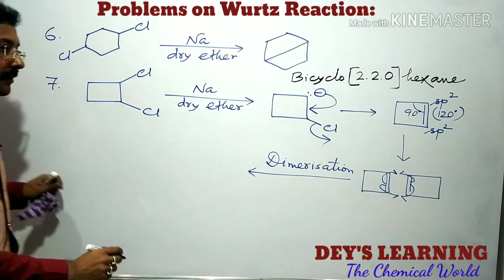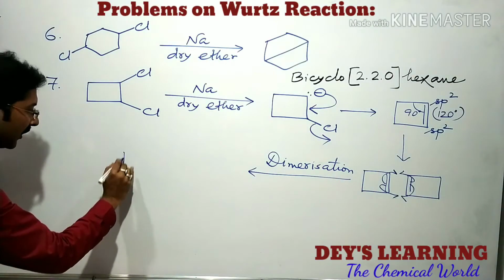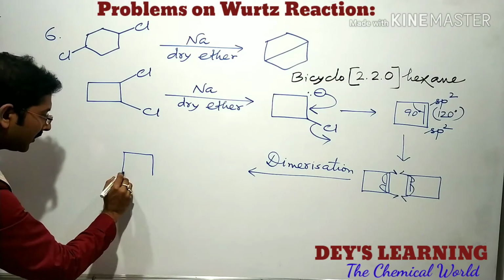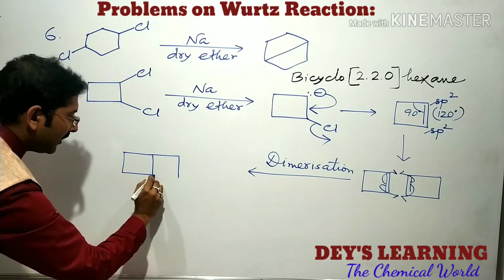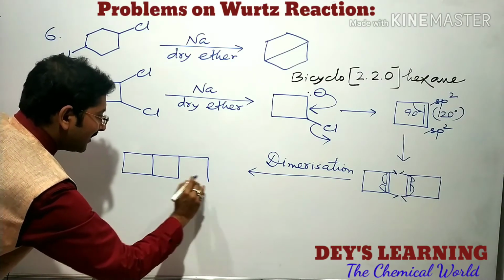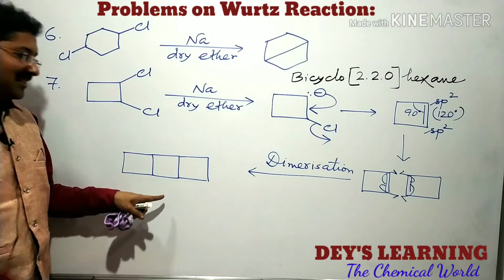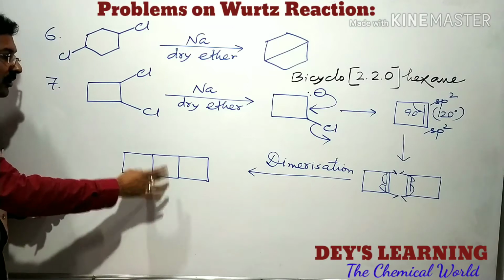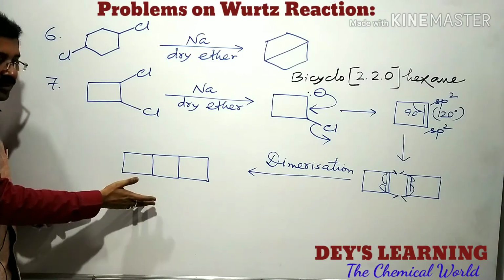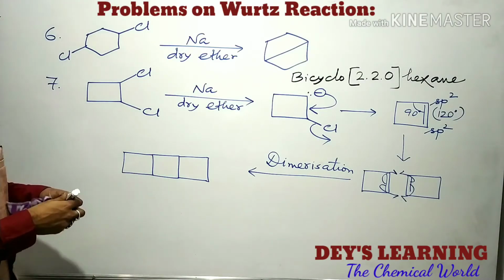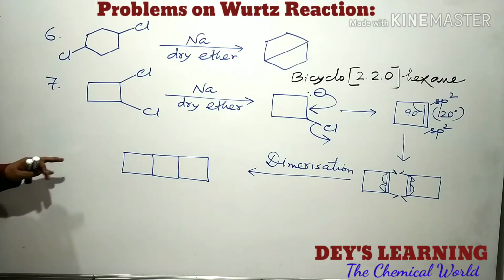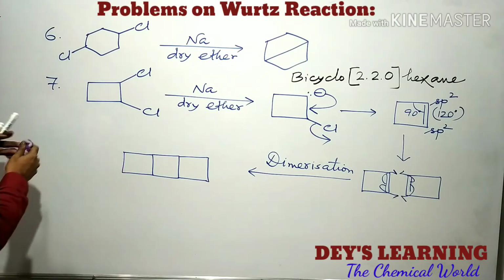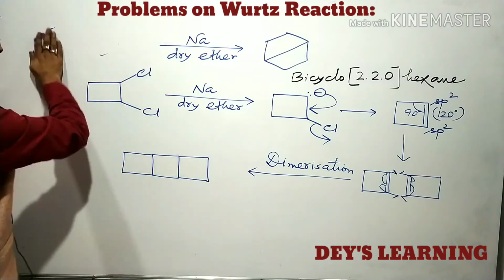Now what will happen? What is our final product? Very interestingly, our final product is a molecule like this. Can you imagine this product from here? Of course, this is your final product. Now we can compare this example with some similar type of example.